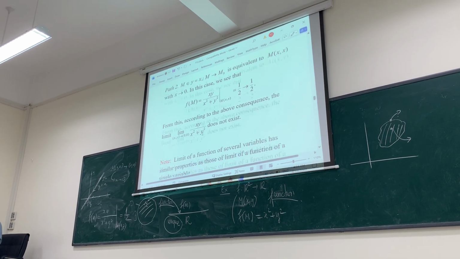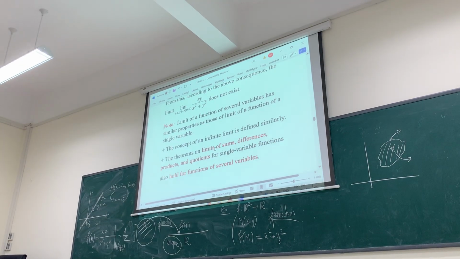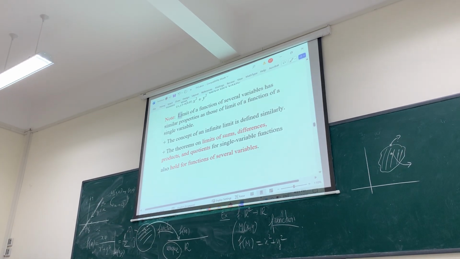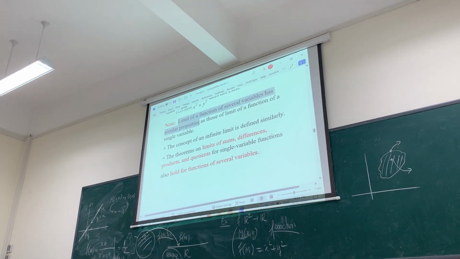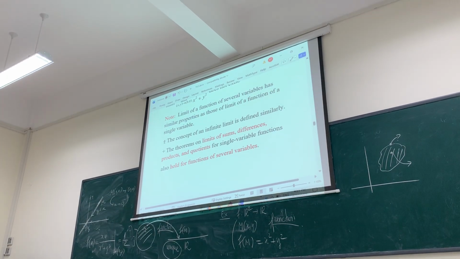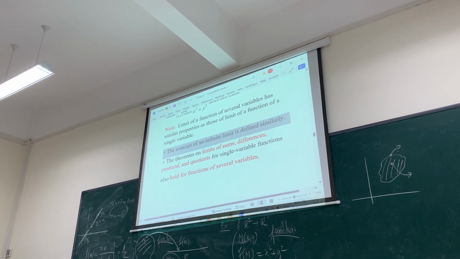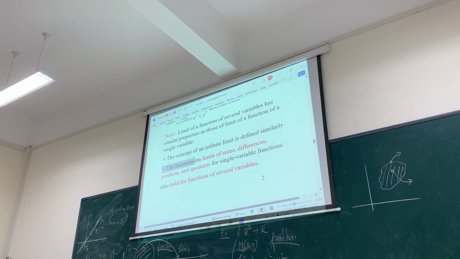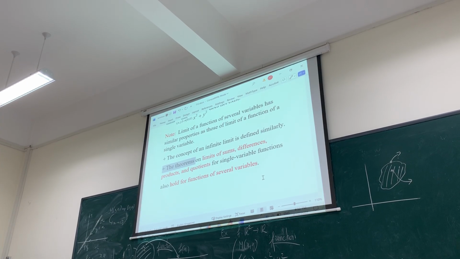Okay, now continue. We have some properties of functions of several variables. We accept these properties. The limit of a function of several variables has properties similar to those of a single-variable function. The concept of infinite limits is defined similarly. Second, all theorems relate to sum, difference, product and quotient, the same as limits of single variable functions.